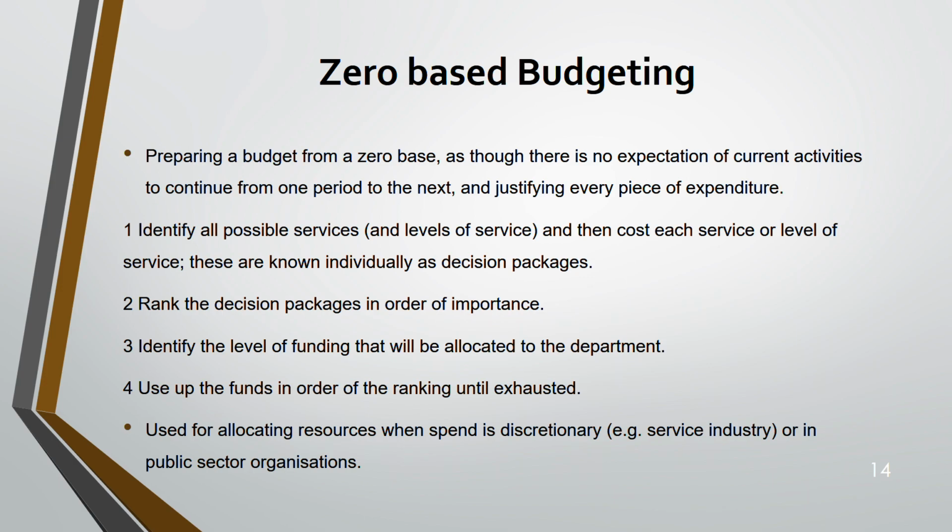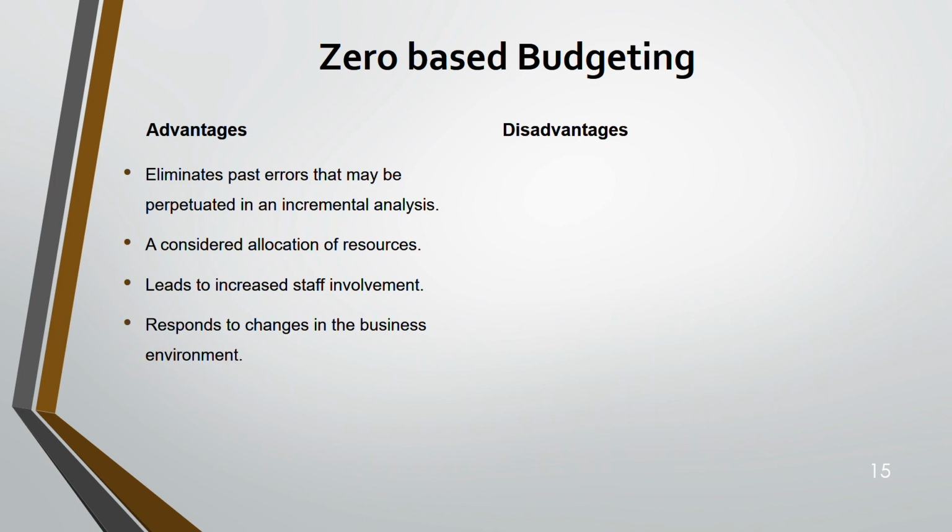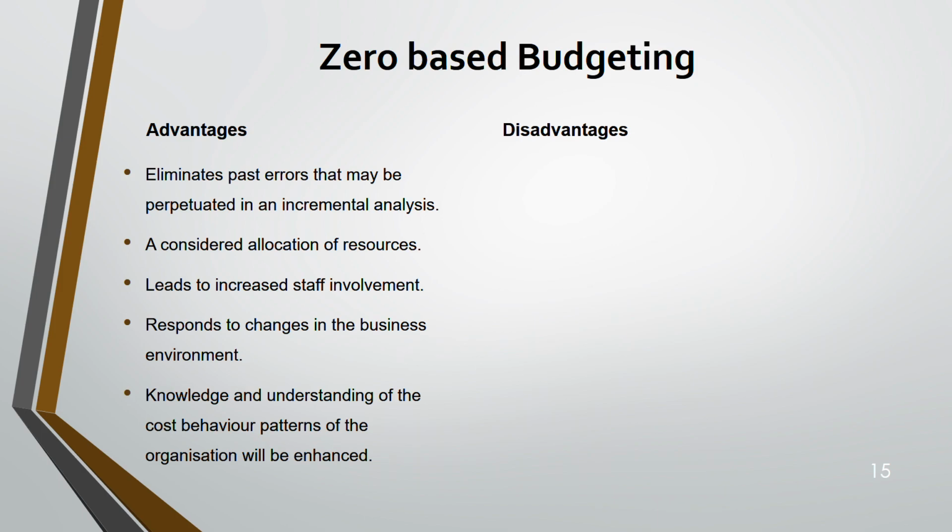So, for example, we know resources are limited. You might think where to allocate them in the service industry or in a public sector organization. Now, advantages. Unlike incremental, past errors are eliminated because everything starts from zero again, fresh, new. Every department is given an allocation of resources, allocated among all the departments based on ranks. This leads to increased staff involvement because with zero base everyone has to calculate. It gives a response to the changes in the business environment, and it makes you have the knowledge and understanding of the cost behavior pattern.